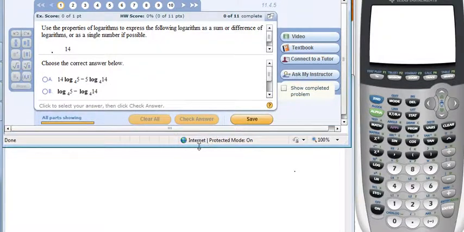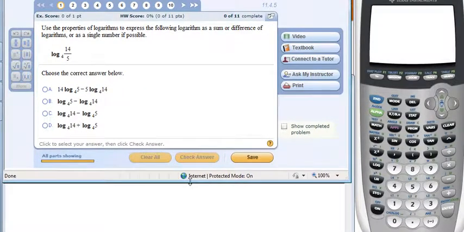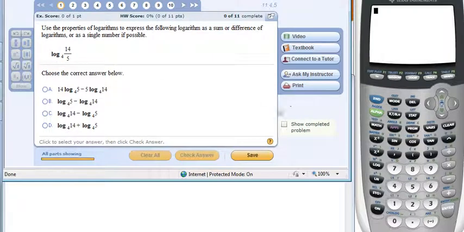What's going on with that up there? Oh, there it is. There's just a 14 up there.